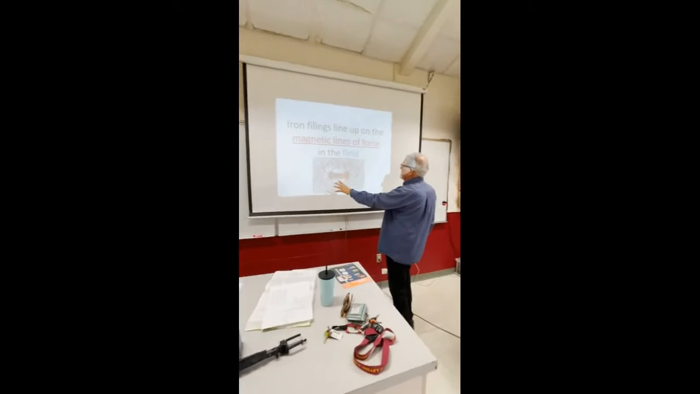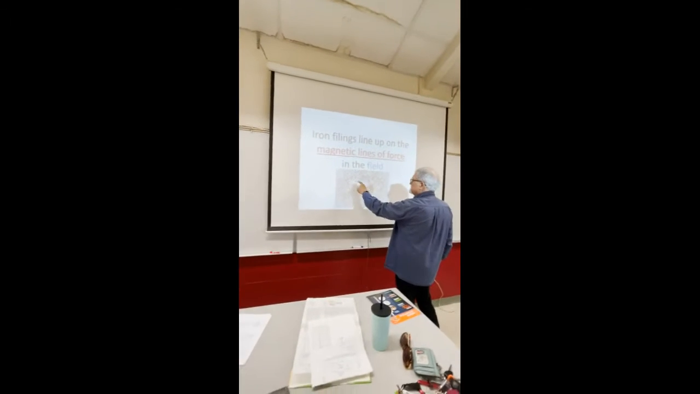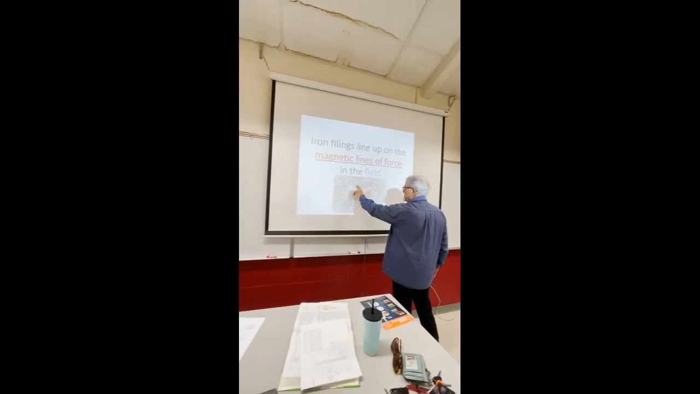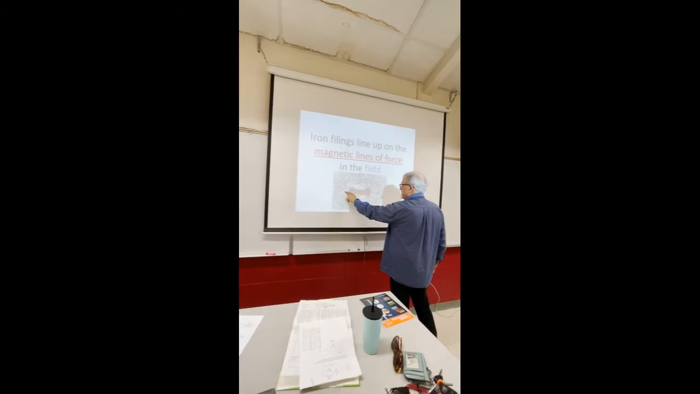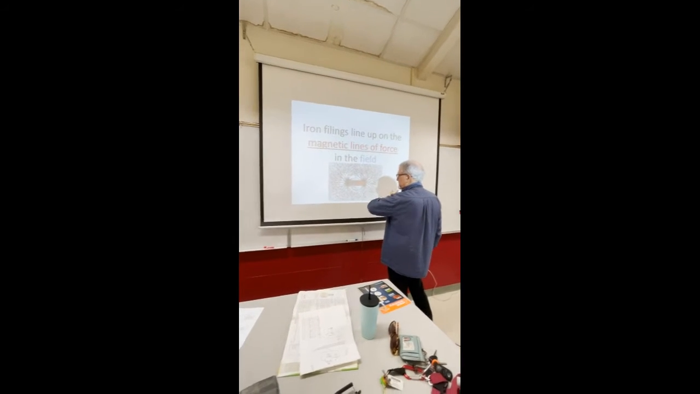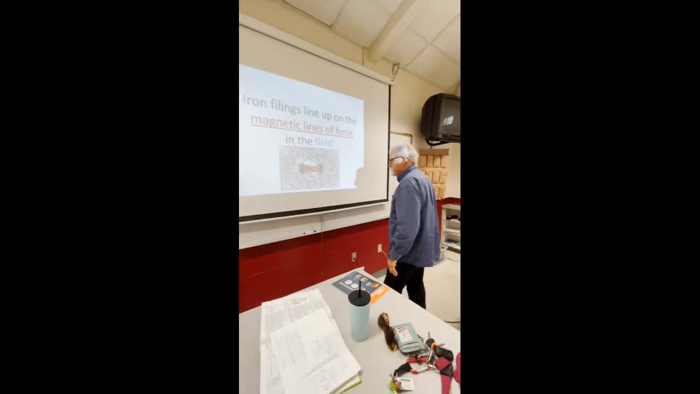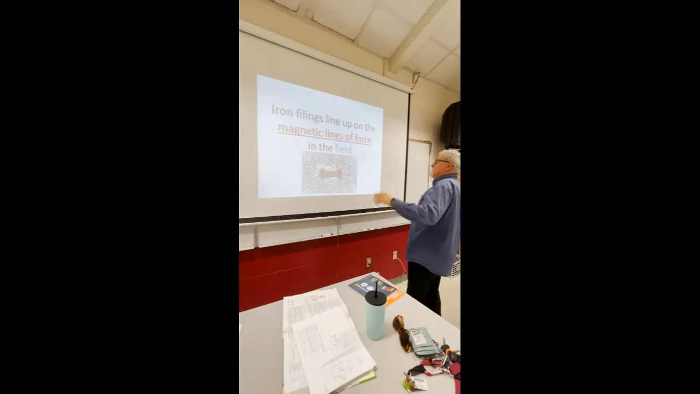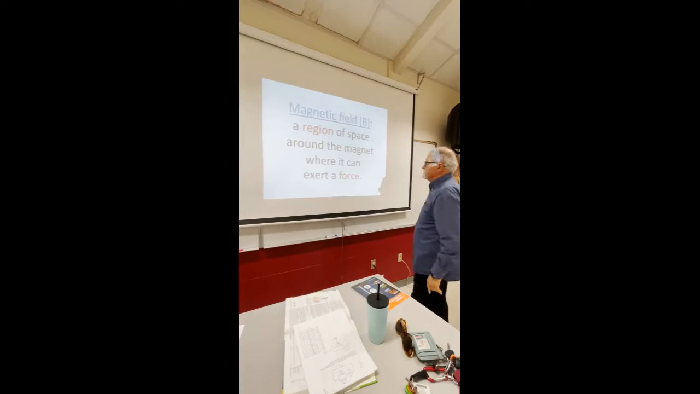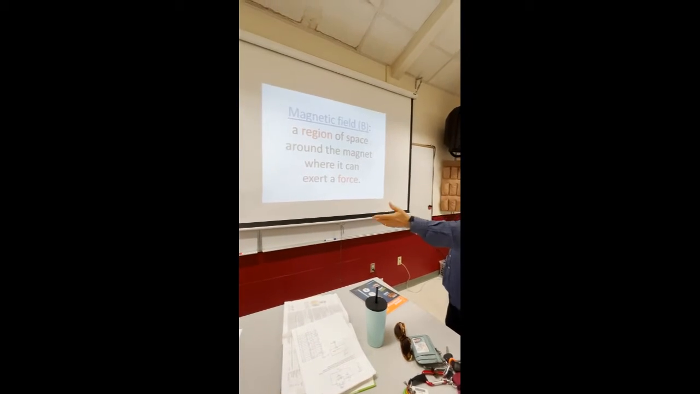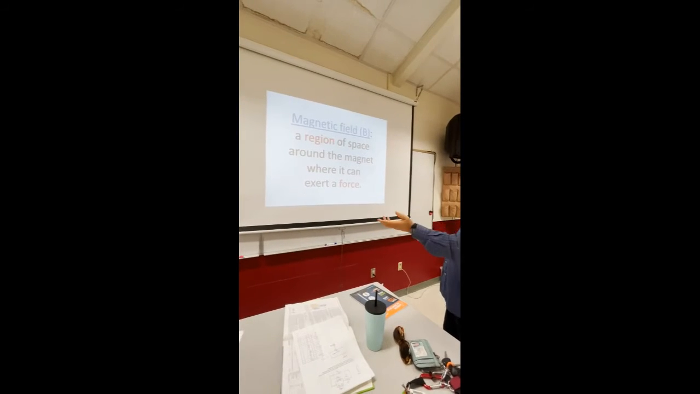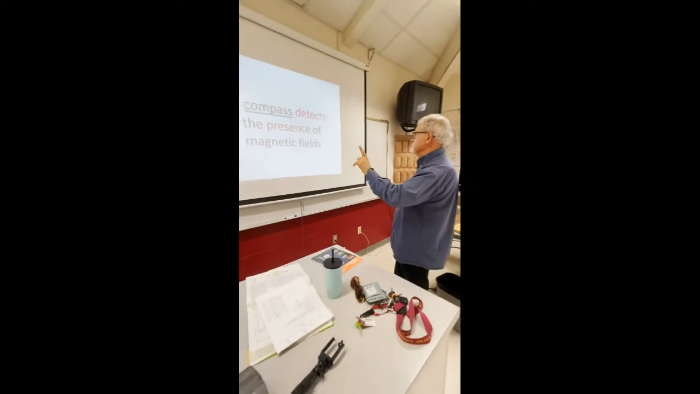Okay, the iron filings line up on the magnetic lines of force in the field. So these lines are called magnetic lines of force. And the picture that these lines of force provide is called the magnetic field. It's a region of space around a magnet where it can exert a force. Okay, we're good with all this stuff.